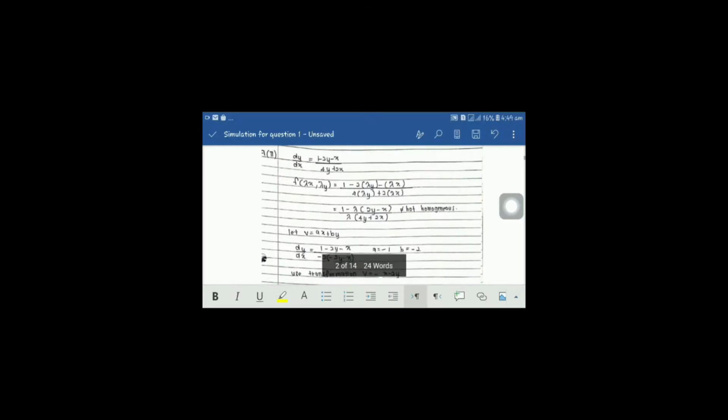The next question is dy over dx equals (1 minus 2y minus x) over (4y plus 2x). The same method applies. We make sure whether the differential equation is homogeneous or not. The equation is of the form dy over dx equals (ax plus by plus a) over (ax plus by plus b).